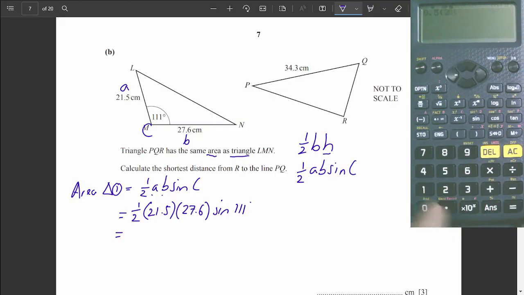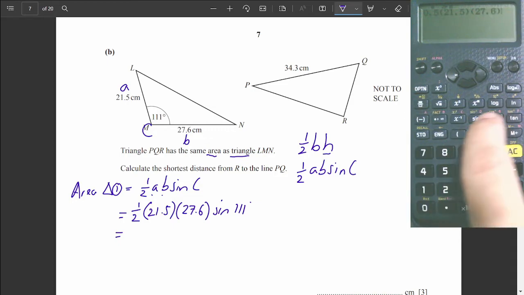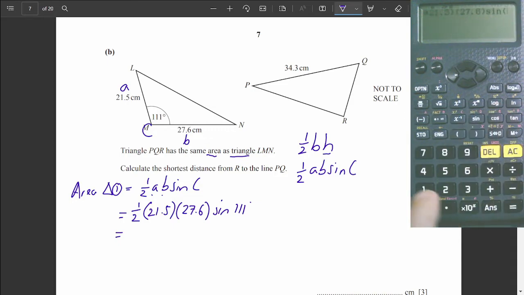Half 21.5, 27.6, 111, and bam, that's our answer. Do not round this, because this is not our final answer. Okay, right, let's look at the next question.